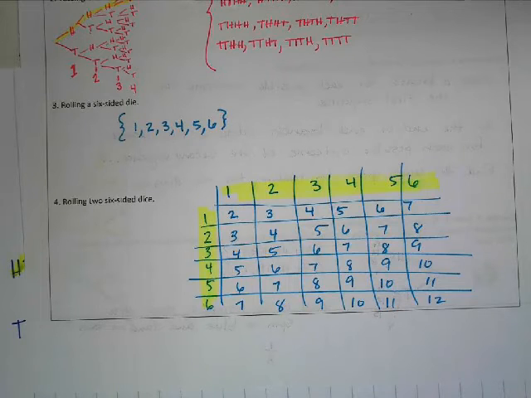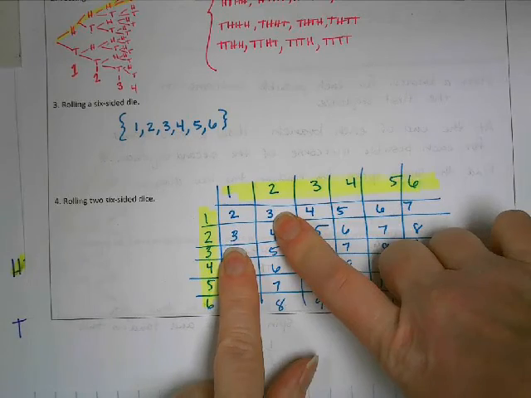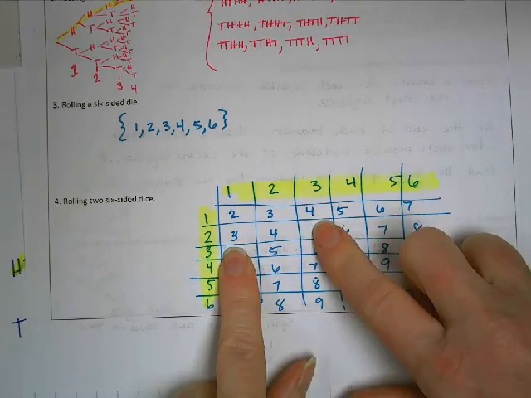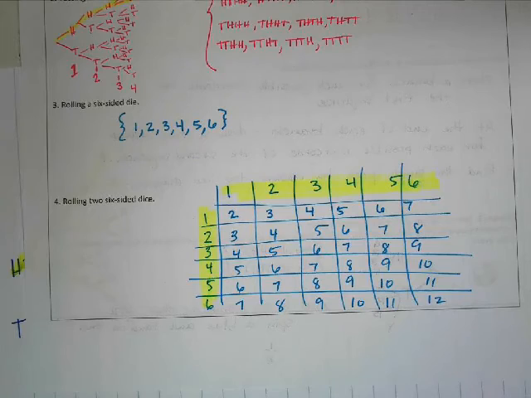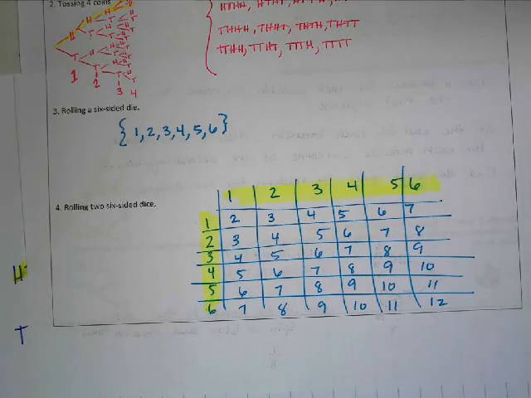So just looking quickly, what is the probability of rolling a 3? 2 out of 36, because I have a 3 here and a 3 here. So it's 2 out of 36, which simplifies to 1 out of 18. You can see they line up on a diagonal. So if you're looking for the probability of rolling a 5, they're all right there. So 4 out of 36, which is quite nice.